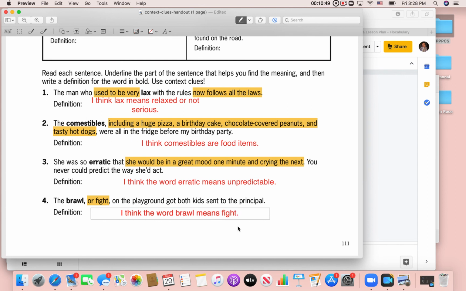Okay, so that is some ways you can practice using context clues and figuring out what words mean in a sentence or a text.